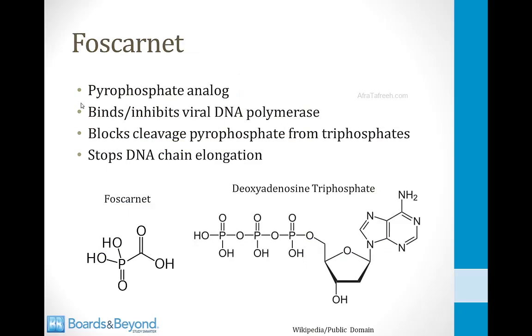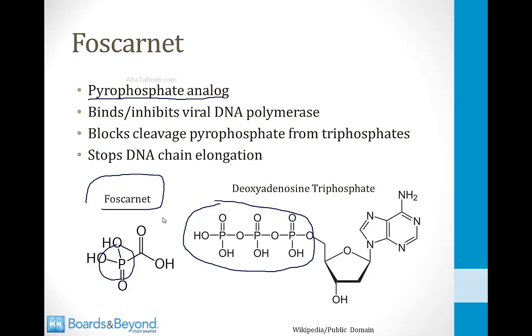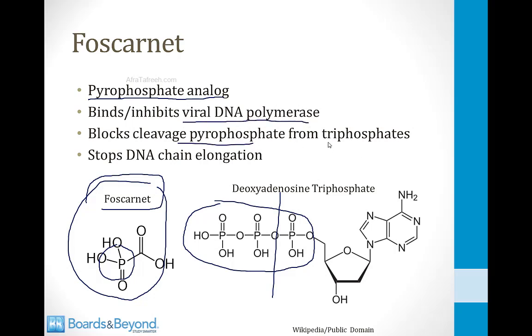The next CMV drug is foscarnet, and this drug is a pyrophosphate analog. And what I mean by that is that it mimics the structure of a phosphate group. So this is foscarnet down here, and you can see that it's got this phosphate group right here. And what's going to happen is that DNA polymerase will think it's one of these phosphate groups right here, and it will bind to foscarnet, and once it binds, it can't do its job and cleave the phosphate groups off of nucleotides. So it binds and inhibits viral DNA polymerase and blocks cleavage of pyrophosphate groups from triphosphates and nucleotides, and this stops the DNA chain elongation.